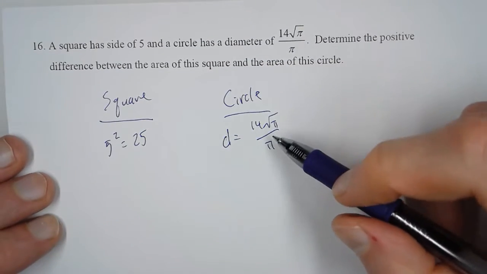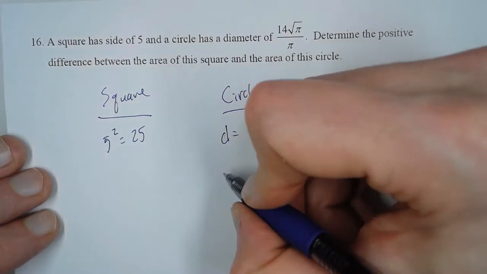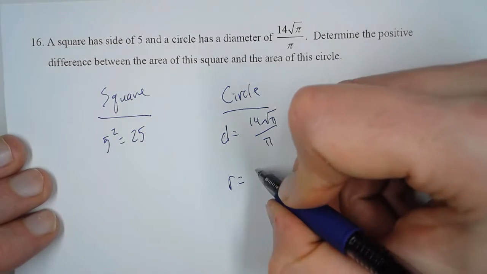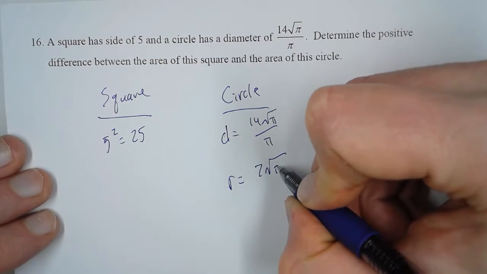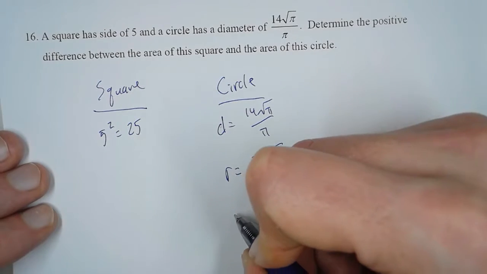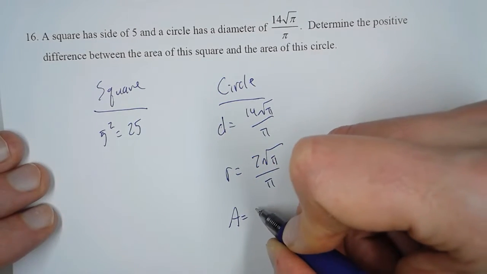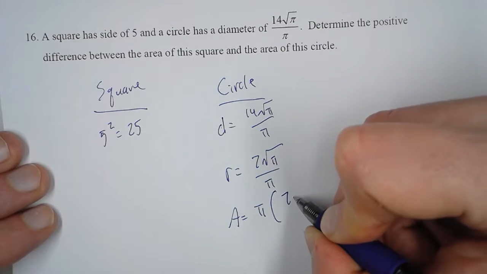Now, in order to find the area of the circle, we're going to need the radius. So the radius is half of that. So that's going to be 7 square root of pi over pi. So the area is pi r squared.